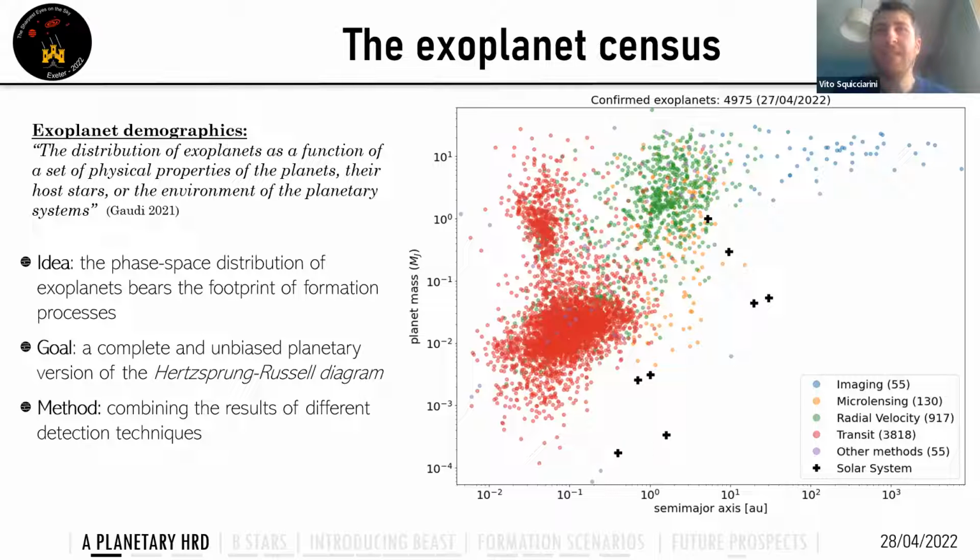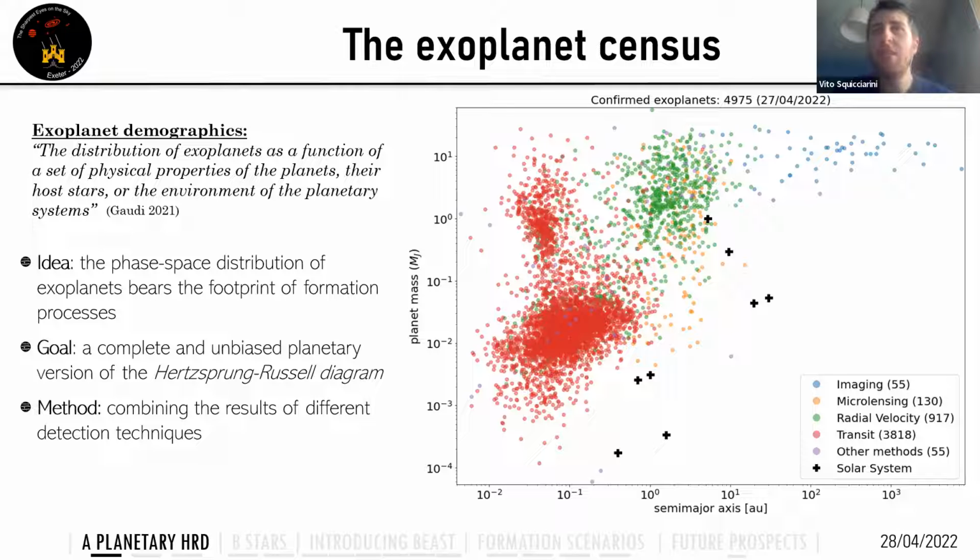That is something akin to the Hertzsprung-Russell diagram for planetary systems. And you see here that the distribution of confirmed exoplanets in this diagram is not random. It has some clear concentrations. And this is exactly the key idea of exoplanet demography: the idea that the phase space distribution of exoplanets bears the footprint of formation processes. And so our goal is to build a complete and unbiased planetary version of this Hertzsprung-Russell diagram by combining all the methods that we have.